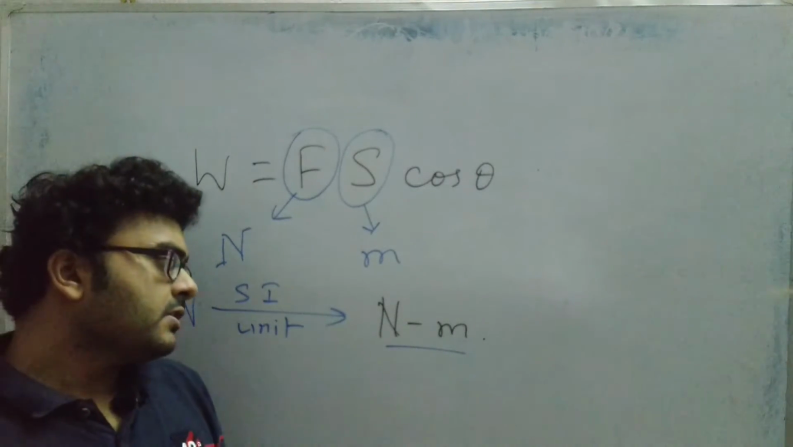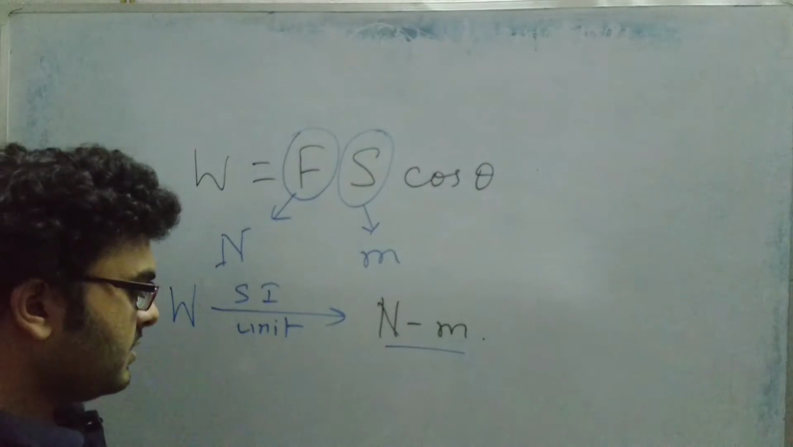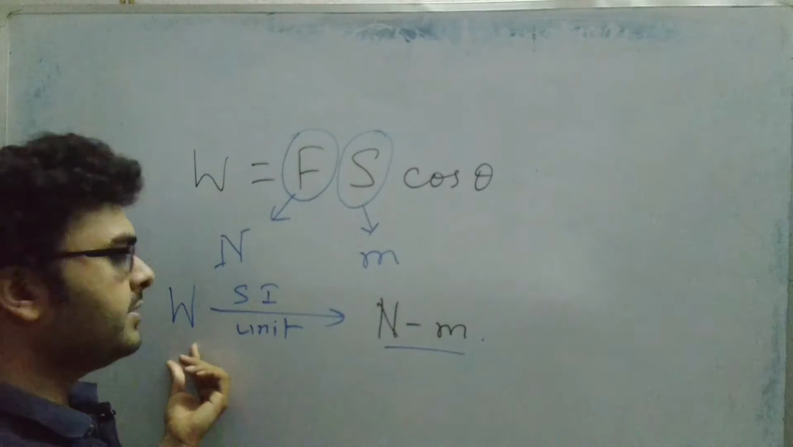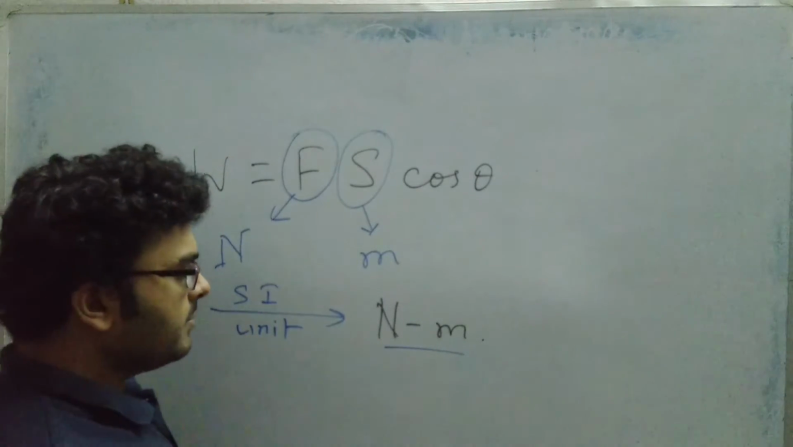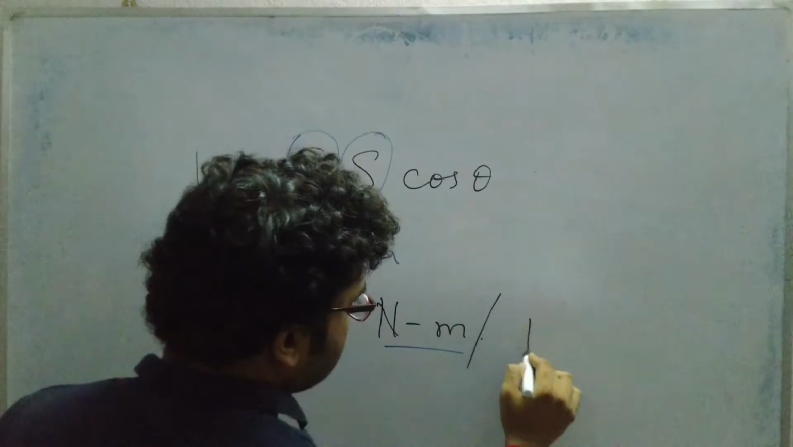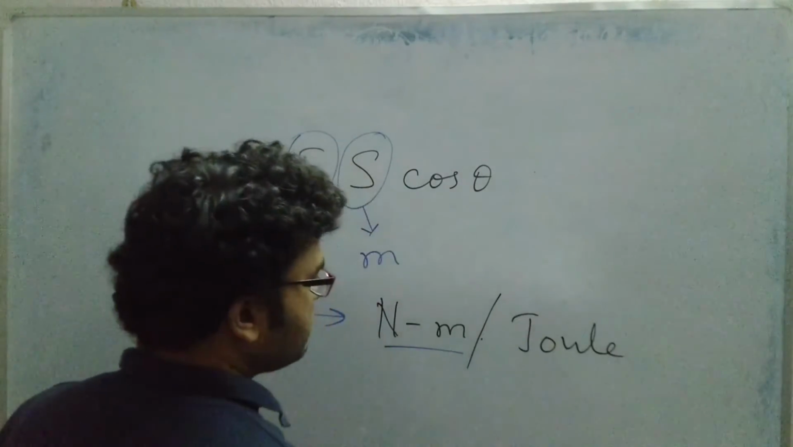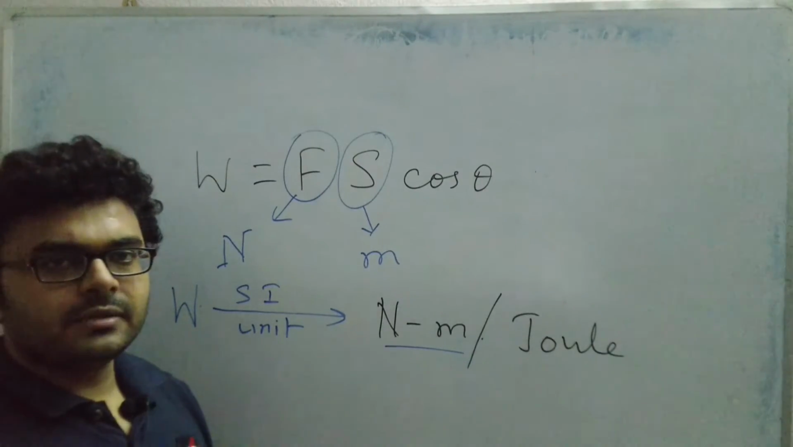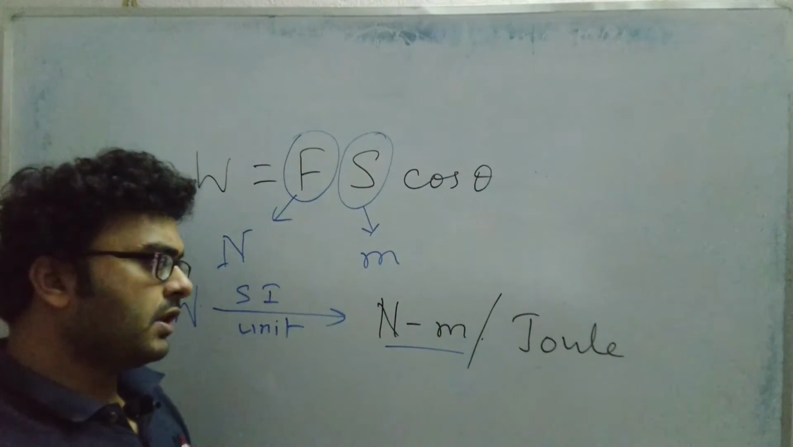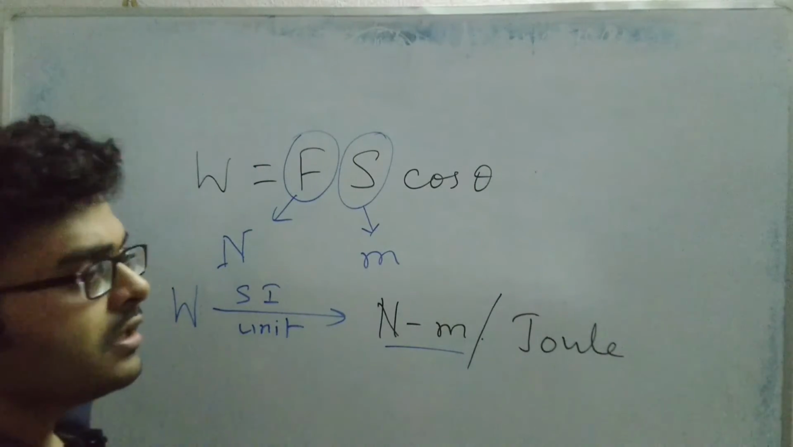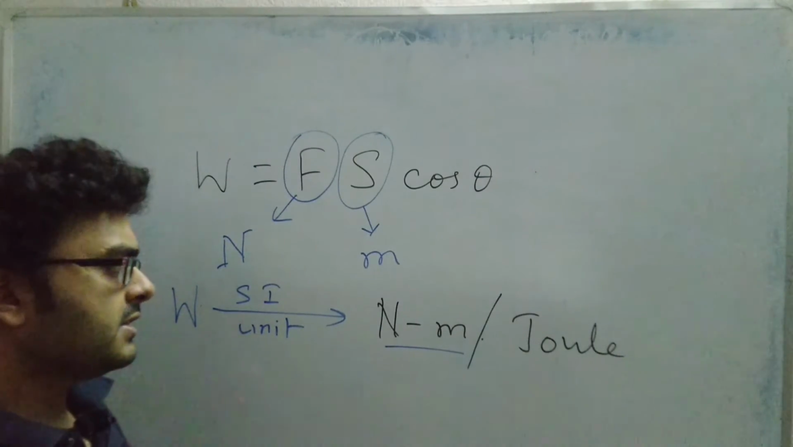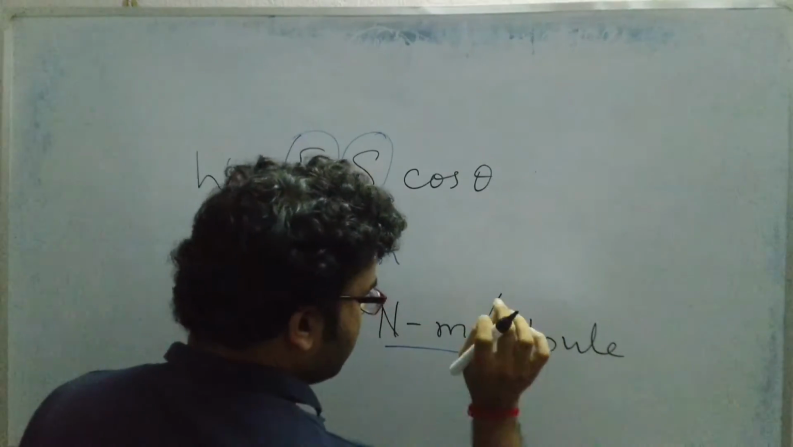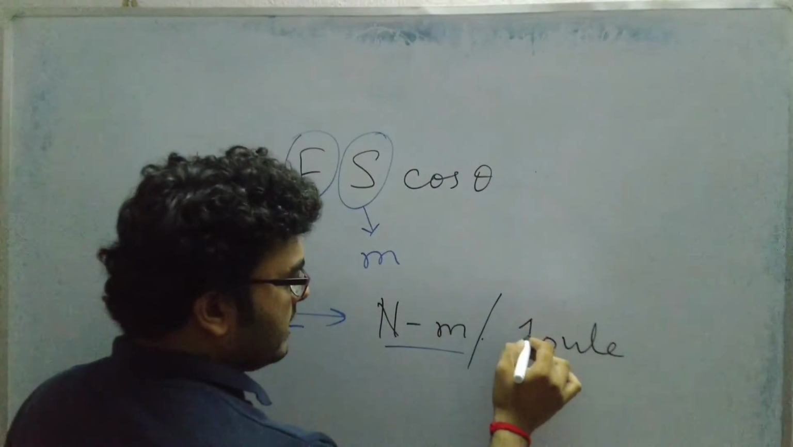To avoid that confusion, we have used another term for this Newton meter, which is here the unit of work done, and that term is nothing else but joule. So joule is the name of the scientist James Prescott Joule, after whom the unit of work has been named. So the SI unit of work is joule, and I think you know the criteria for writing the SI units.